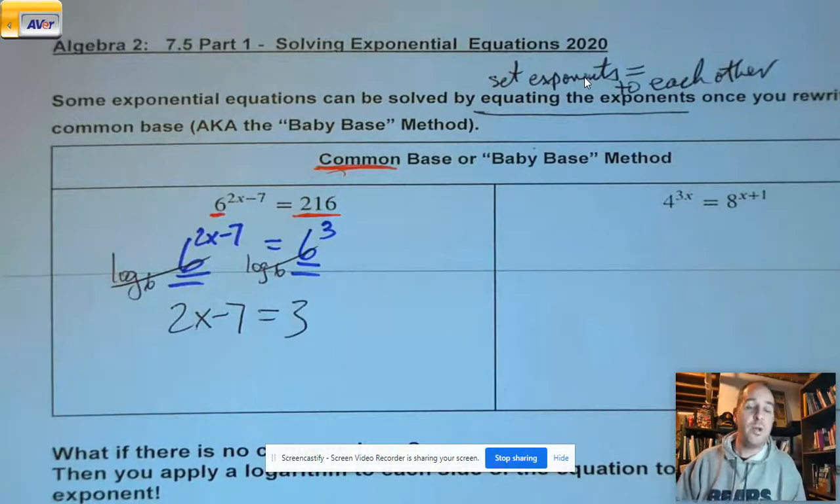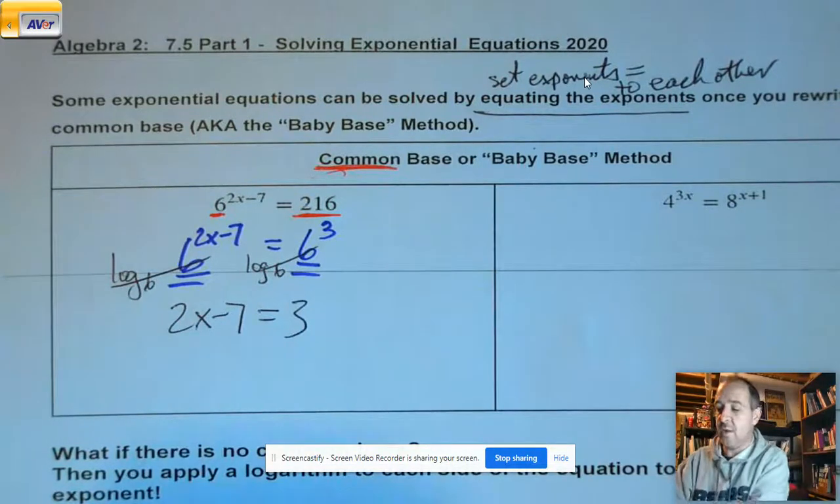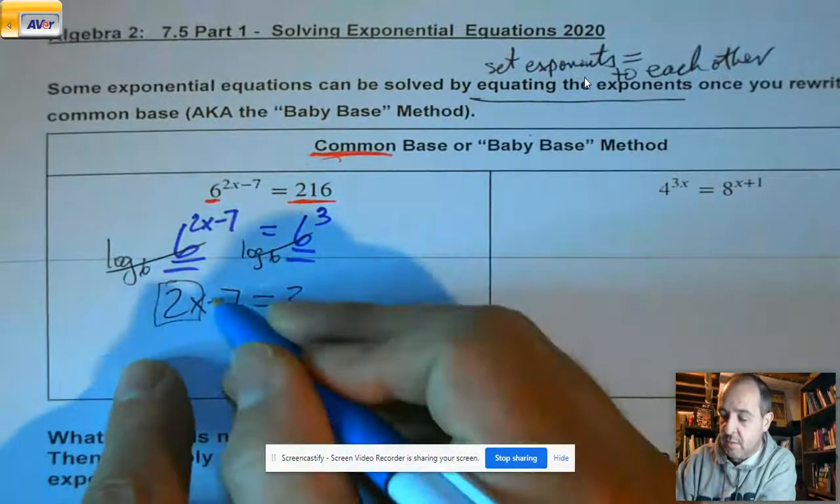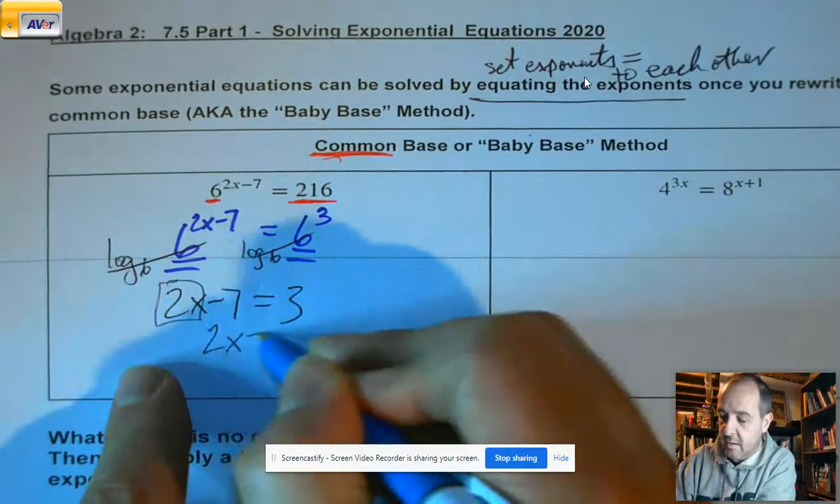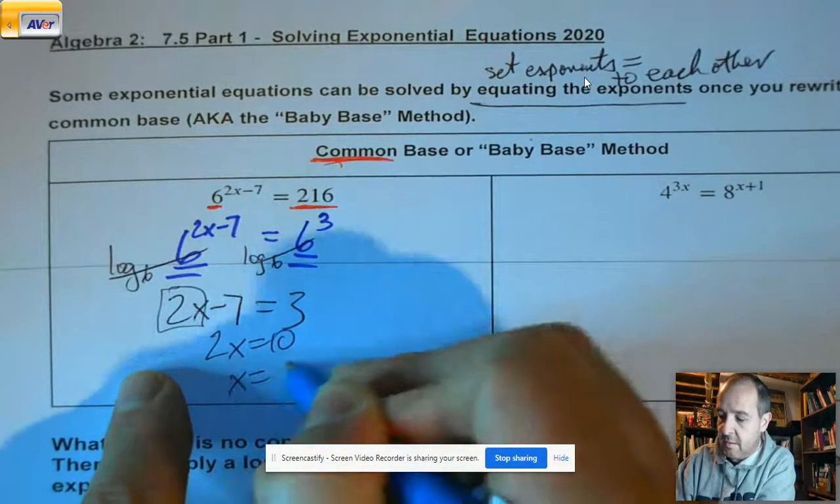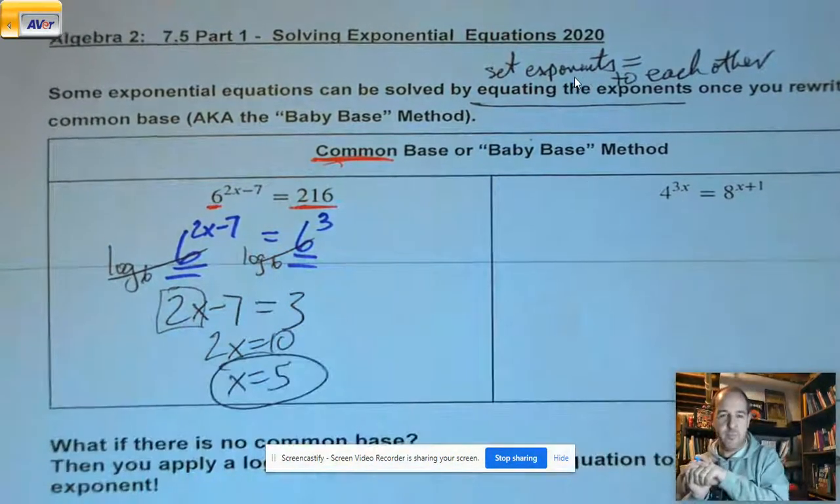Once the bases are the same, we're just setting the exponents equal. And now we're doing regular algebra. Add my 7 and divide, and get my answer.